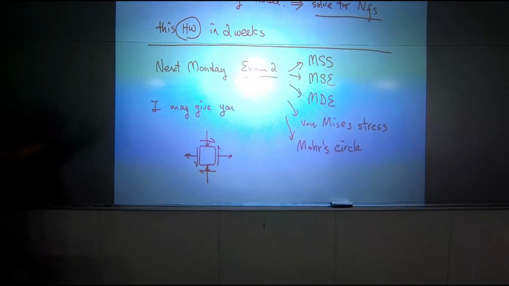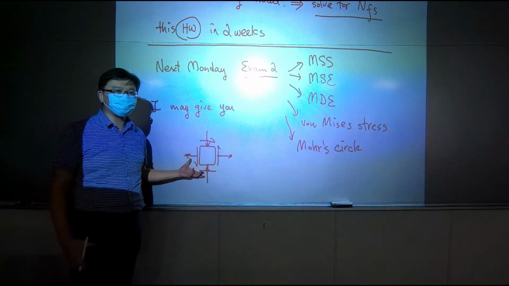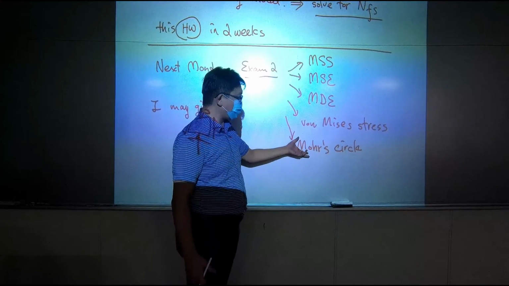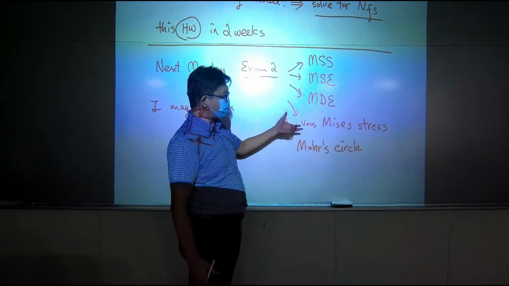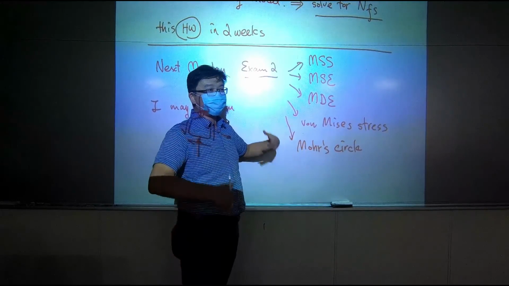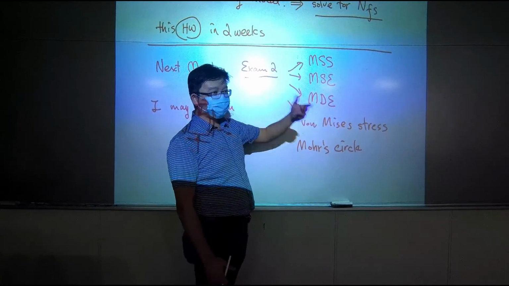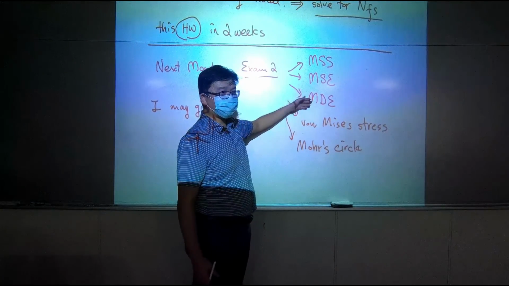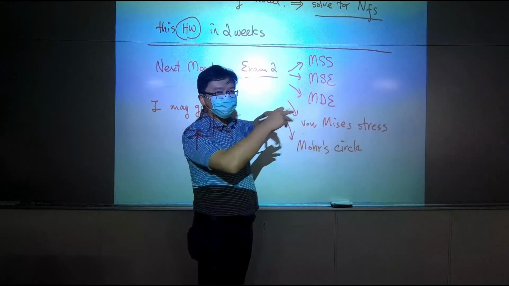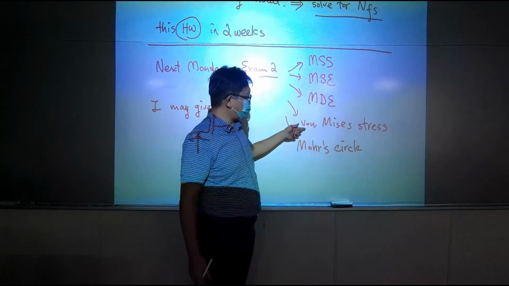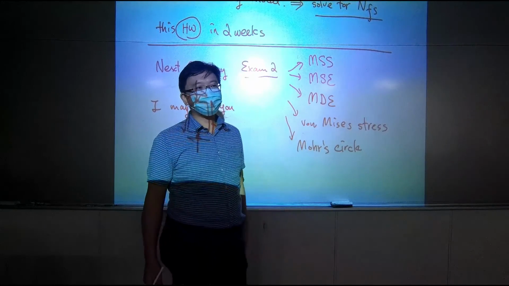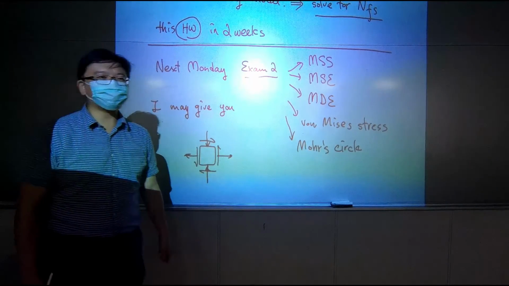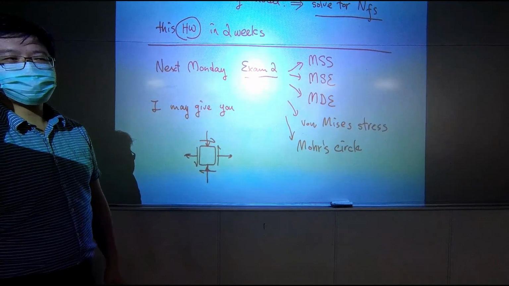I will say, okay, there's a material, it's under this load. You directly draw the Mohr's diagram, circle. You can calculate the principal stresses. I may ask you to tell me the safety factor based on different kinds of models. Basically plug in the equations. And I may ask you, okay, what's the von Mises stress? If you know how to do this, exam 2 should be pretty easy.